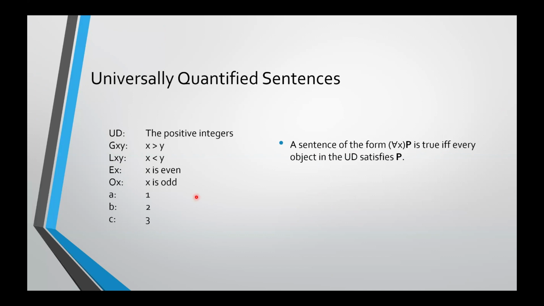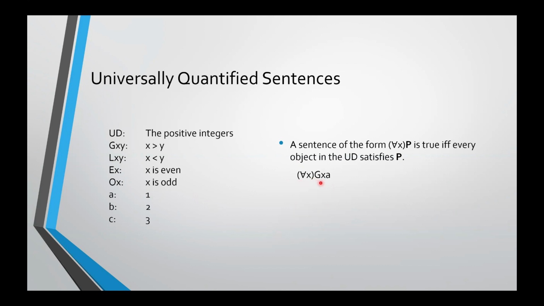For universally quantified sentences, a sentence that is universally quantified is true if and only if every object in the universe of discourse satisfies the formula inside the quantifier. So take this: for all x, Ex. What this says is basically just every number is even. So it's going to be true if Ex is satisfied by every positive integer. And as soon as you hit the first one, 1 does not satisfy that, so this is false.